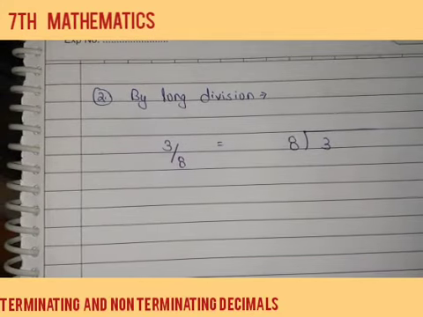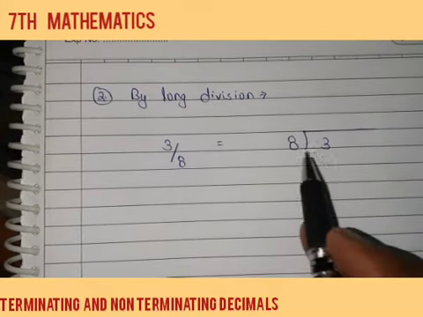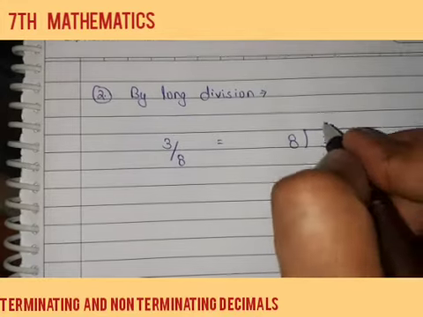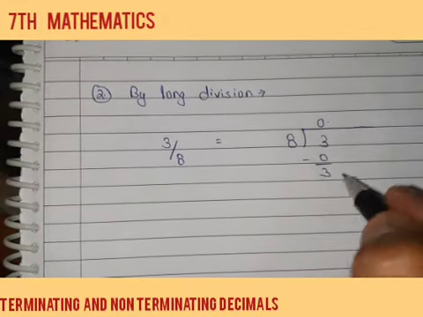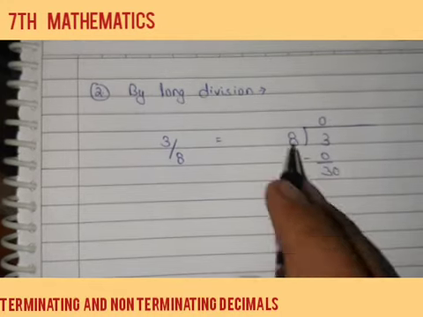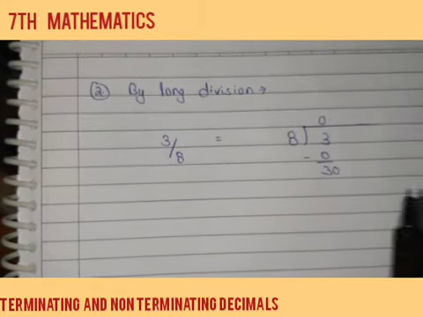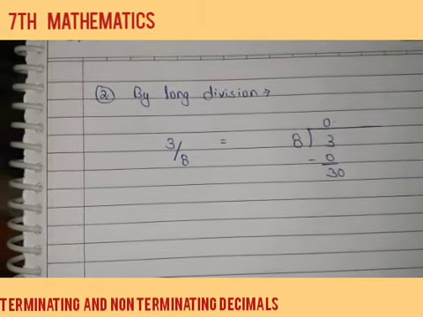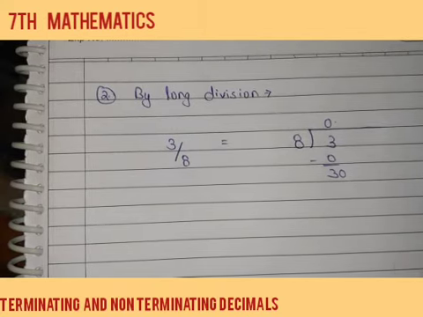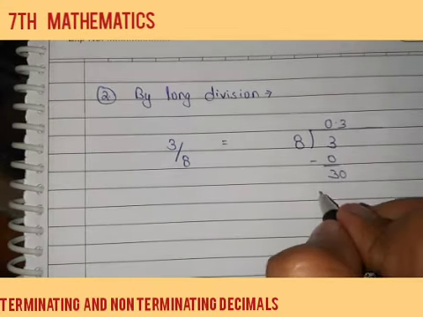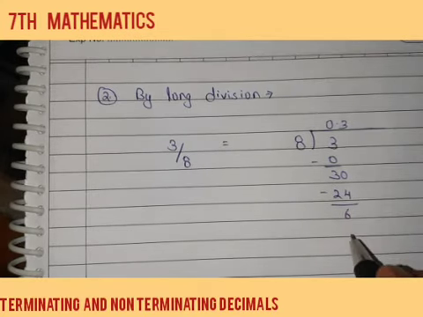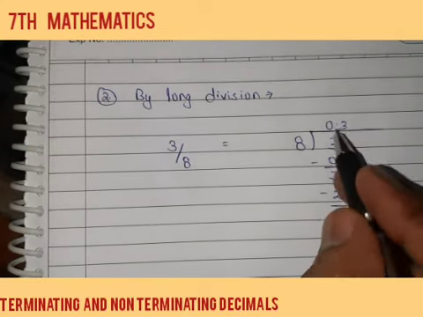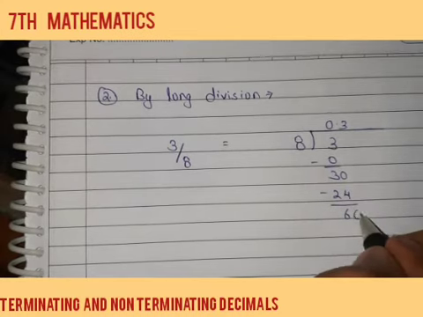Now by long division, 3 upon 8. Since 3 is smaller, first it will go 0 times. Now we'll put a decimal and put a 0 here. Now this can be divided. So the nearest number will be, 8 into 3 is what? 24. Write it down. 30 minus 24 is what? 6. Now again, since 6 is smaller and here is a decimal, we can put a 0 here.